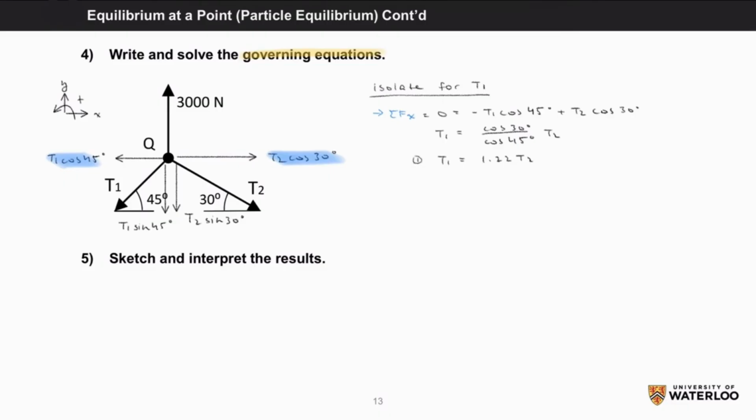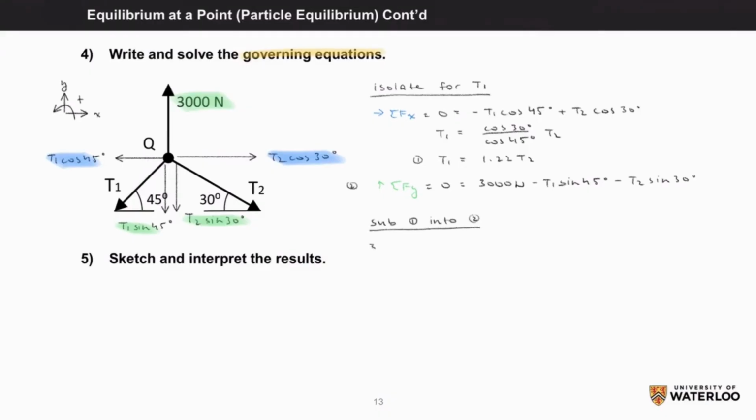The second equation is the sum of Fy equals 0, which accounts for all forces acting in the y direction. Our equation is then 0 equals 3,000 newtons minus T1 times sine of 45 degrees minus T2 times sine of 30 degrees. Now we can substitute equation 1 into equation 2 to solve for T2.